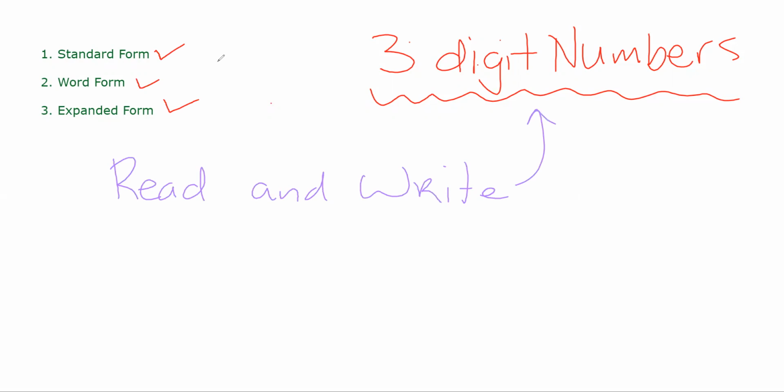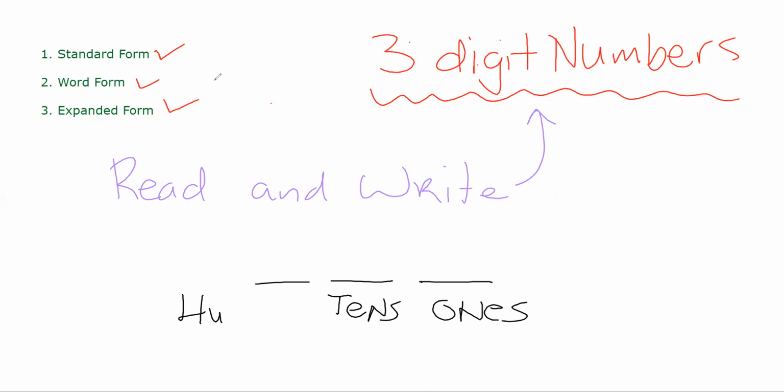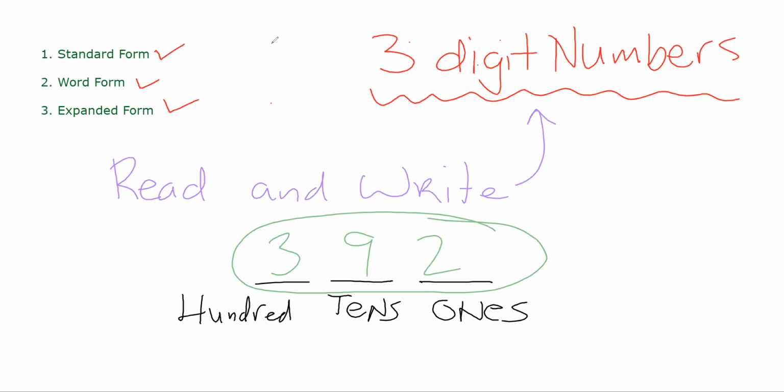If we're talking about a three-digit number, keep in mind that means a number composed of three different digits, meaning we would have the ones place, the tens place, and the hundreds place. So three-digit numbers go into the hundreds. An example might be 392. We're going to talk about how we could take this number 392, read it and write it, and reflect it in these three different forms. So I say we just dive in and play with that. Let's go. We already have it, 392.